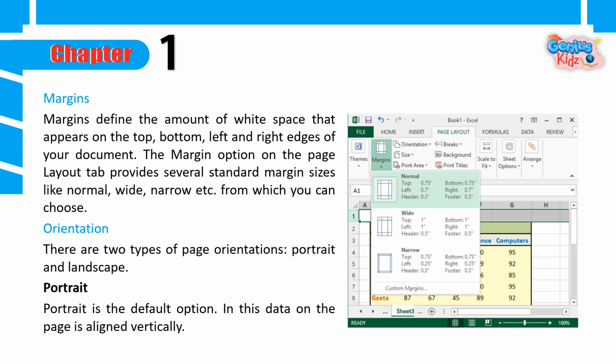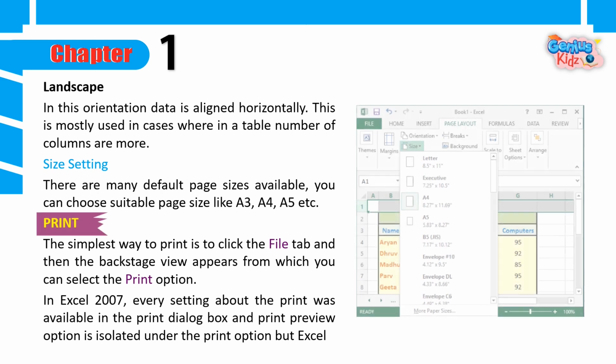Orientation. There are two types of page orientations, portrait and landscape. Portrait. Portrait is the default option. In this, data on the page is aligned vertically. Landscape. In this orientation, data is aligned horizontally. This is mostly used in cases where in a table the number of columns is more.